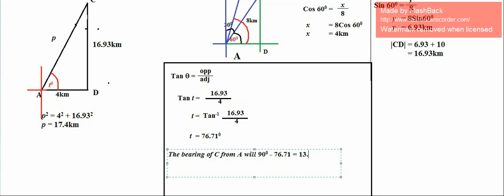And as I told you, in three-digit bearings, angles are always rounded to the nearest whole number. The nearest whole number will be 13, but it's a three-digit bearing, so you precede it with 0. So our final answer becomes 013 degrees. I hope you understand the solution to this question very well. You didn't fumble.